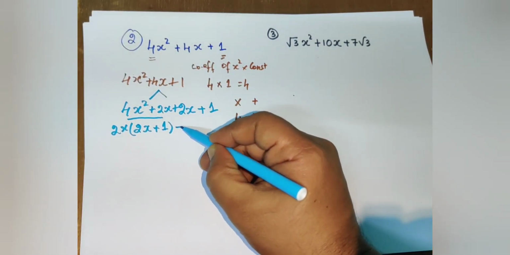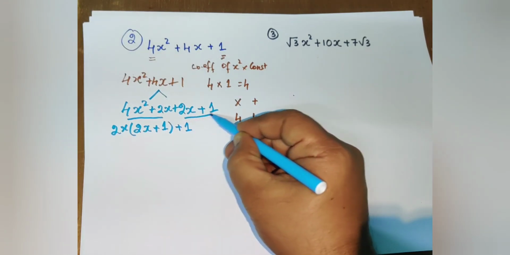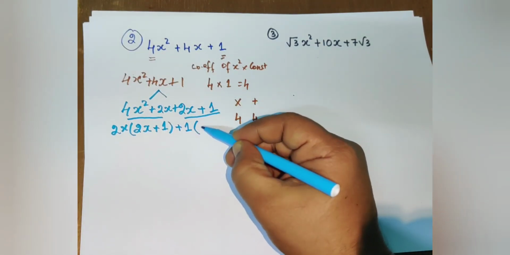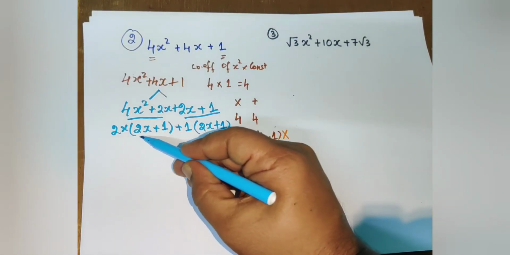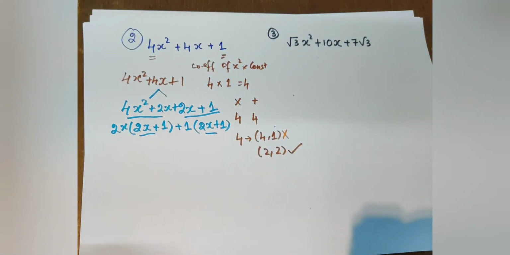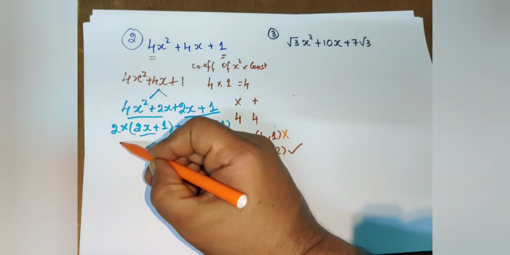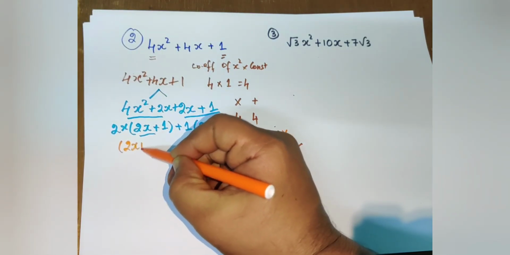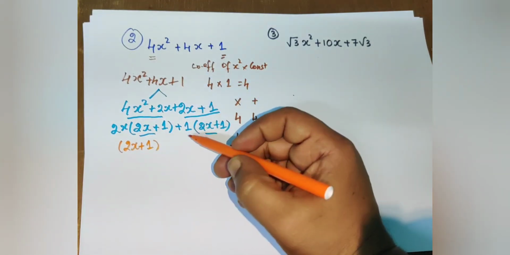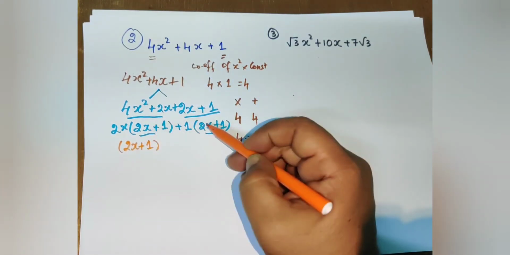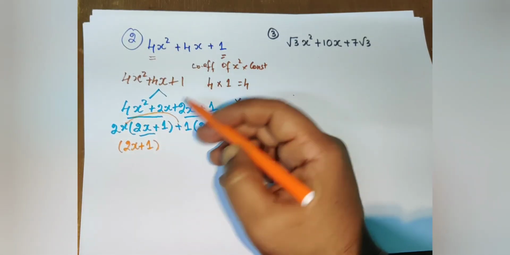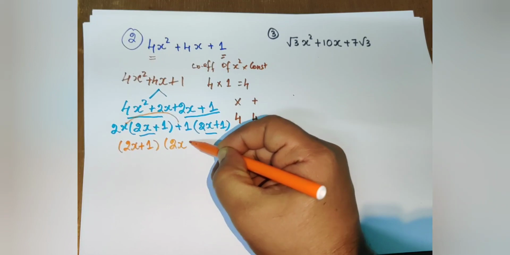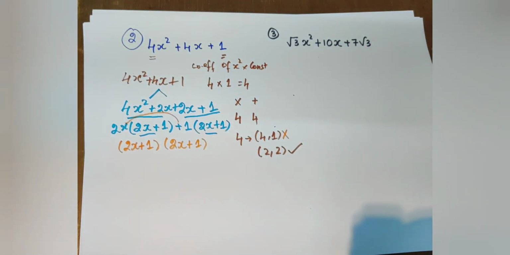In the last two terms nothing is common, so at least we have to take 1 as common. So 2x plus 1 is left. As you can see, this bracket term and this bracket term are both giving the same result, so we are going in the correct direction. So 2x plus 1 we can take out as common. What is left? That is also 2x plus 1. One more 2x plus 1 is left. So we found the factors.